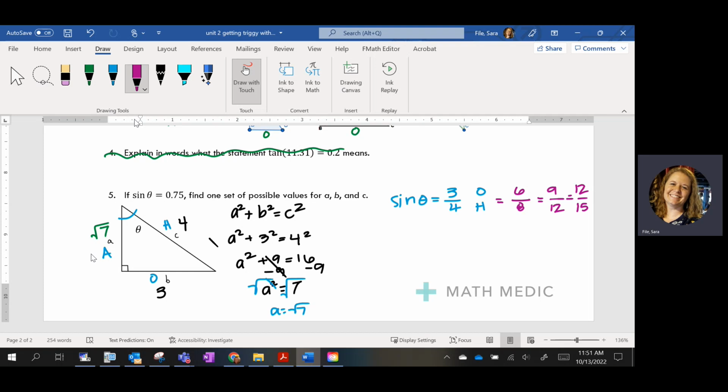But that's it. So that's the end of that sheet. And we're going to take the official notes tomorrow.